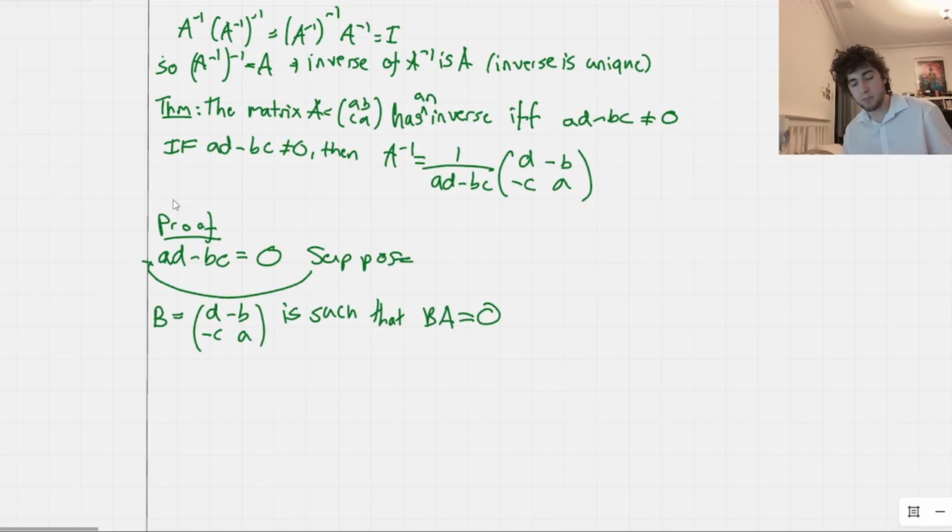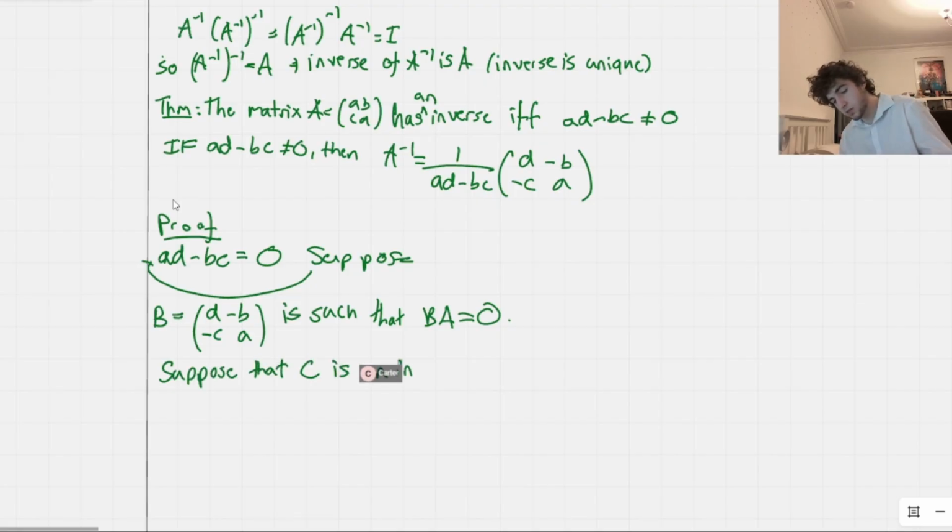Before, when you multiply BA, you're going to get AD minus BC multiplied by the identity matrix. But in that case, AD minus BC is 0, so it's just the 0 matrix. So BA is the 0 matrix. Suppose now that C is an inverse for A, and that it exists. We're basically doing that. Suppose that C is an inverse for A, that obviously exists.